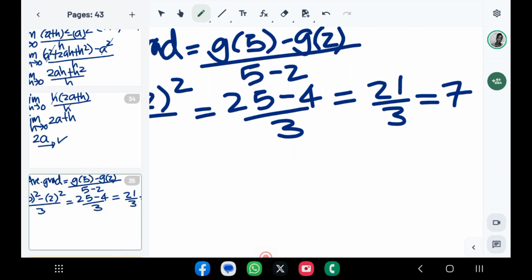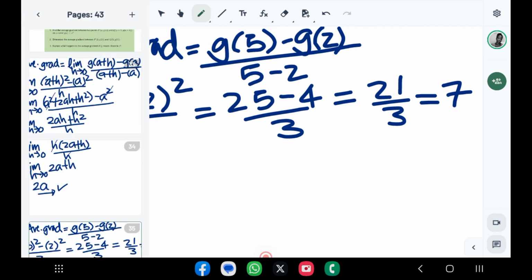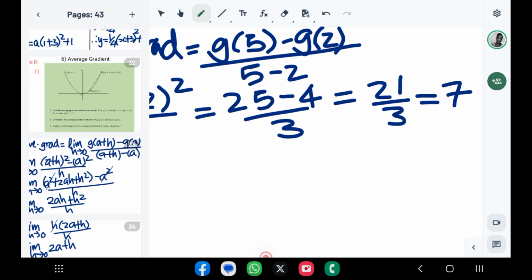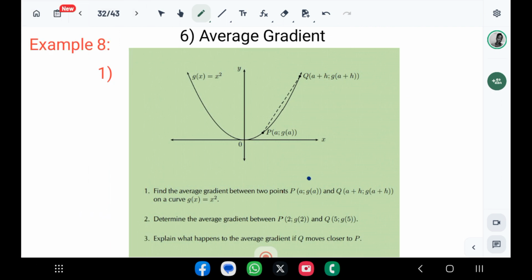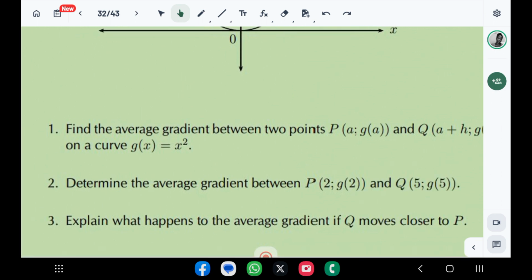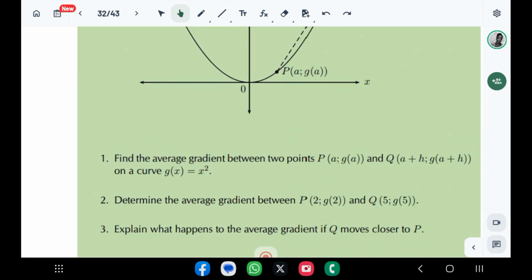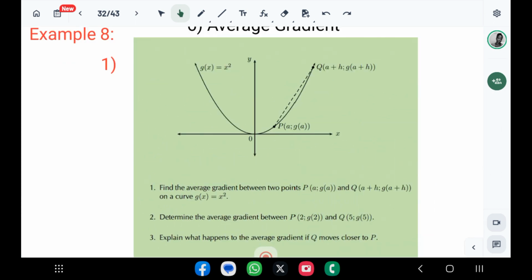Now the last question asks, explain what happens to the average gradient if Q moves closer to P. If Q moves closer and closer to P, you're going to have an instantaneous gradient at P of a. So it will be an instantaneous gradient at P equal to a.